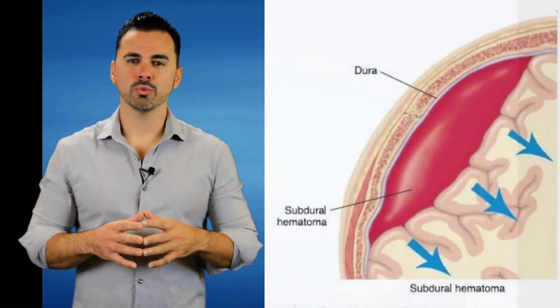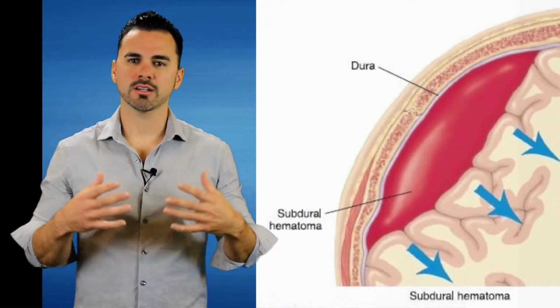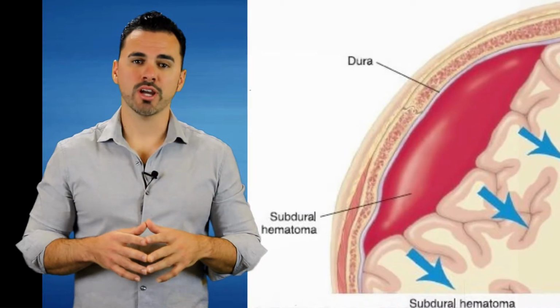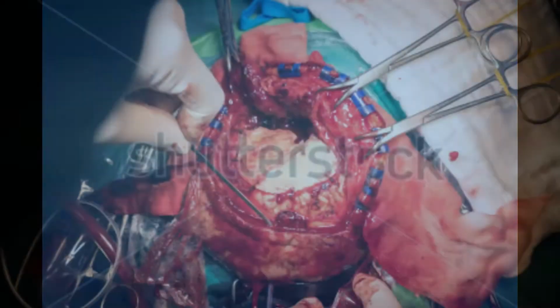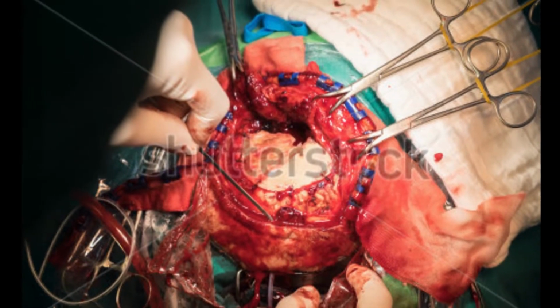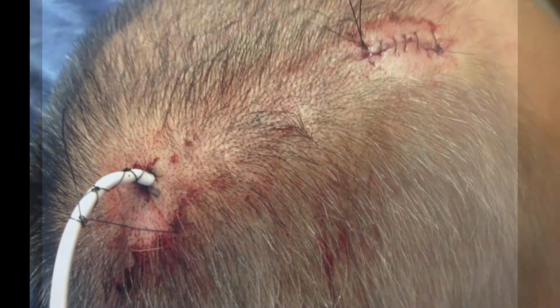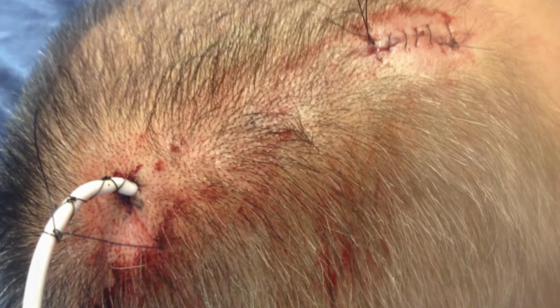The next one is going to be your subdural hematoma, which is a little bit more acute, and it's going to require surgical decompression. So the treatment is going to be somewhat like a burr hole or the removal of a fluid surgically, and you may see these patients come back with a JP drain.